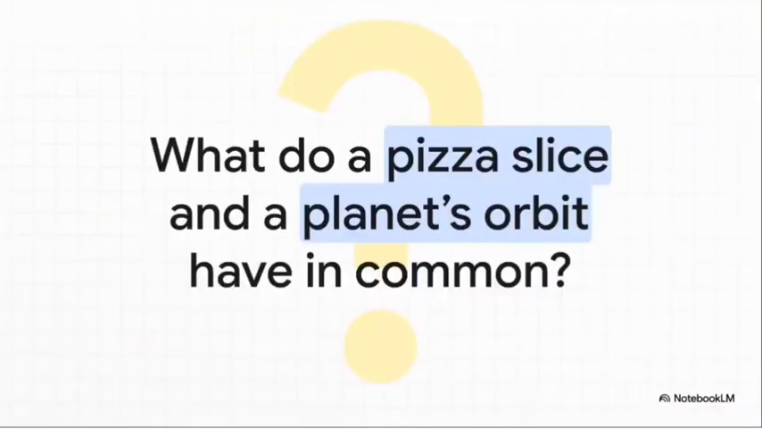So here's a question for you. What could a slice of pizza possibly have in common with the massive orbit of a planet? I mean, really? Well, the answer is pretty cool. It's all about the surprisingly elegant and totally predictable language of the circle.